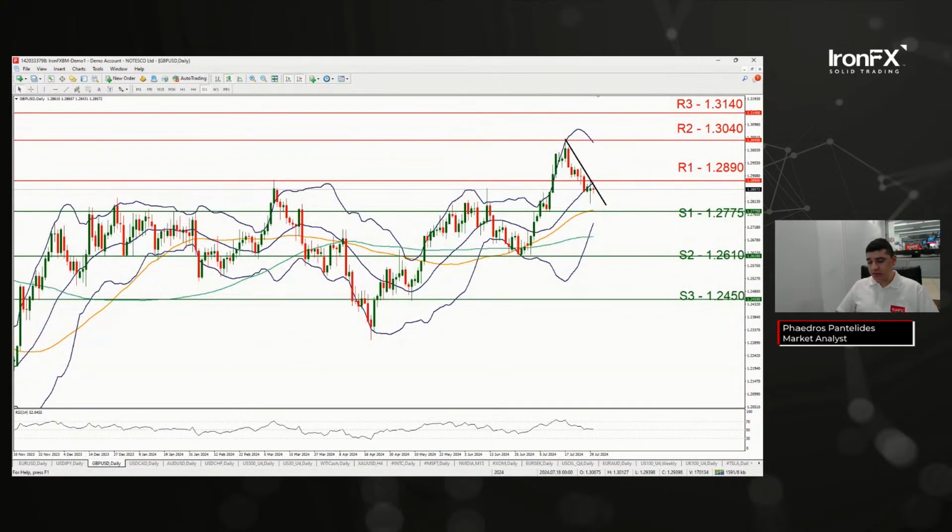Moving on to cable, GBP USD. So the BOJ and BOE also have interest rate decisions this week alongside the Fed. So on Wednesday, we have the BOJ and the Fed, and then on Thursday, we have the BOE. For the Fed, they're expected to remain on hold, and as such, as I said before when analyzing the euro, we're looking towards Fed Chair Powell's press conference and the bank's accompanying statement.